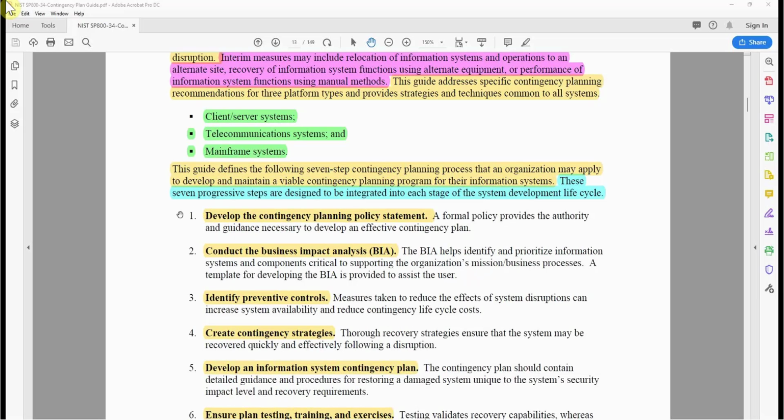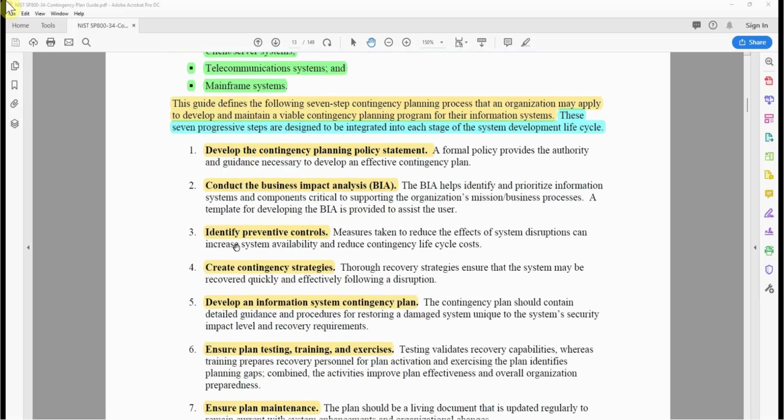Number 1 of the 7 steps says, develop the contingency planning policy statement. A formal policy provides the authority and guidance necessary to develop an effective contingency plan. Number 2, conduct the business impact analysis. The business impact analysis helps identify and prioritize information systems and components critical to supporting the organization's mission and business processes. A template for developing the business impact analysis is provided to assist the user. Number 3, identify preventive controls. Measures taken to reduce the effects of system disruption can increase system availability and reduce contingency life cycle cost.